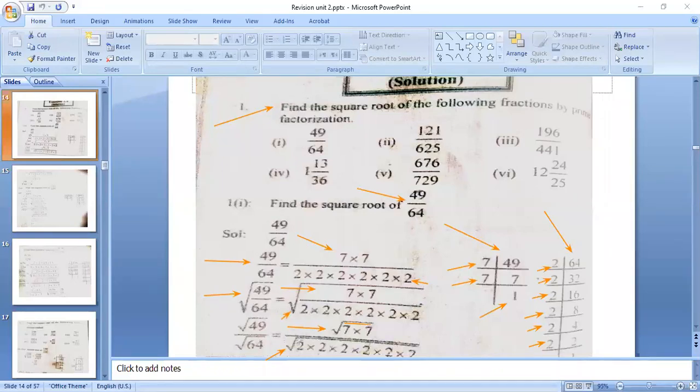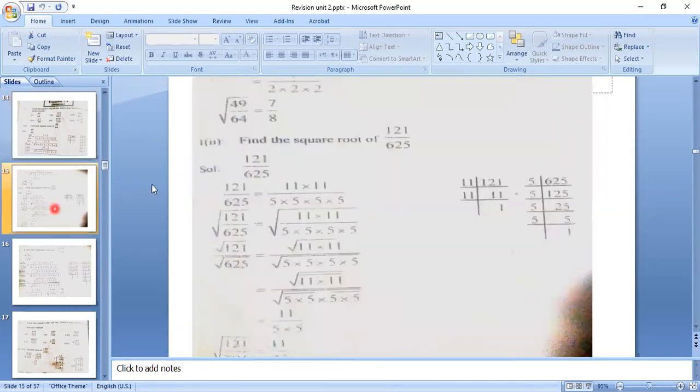And now there are the 2's. We change them into pairs: one pair of 2, a second pair of 2, and this is the third pair of 2. So what we get is 7 divided by 2 multiplied by 2 multiplied by 2, and the final answer will be 7 by 8. This is the final answer of it.